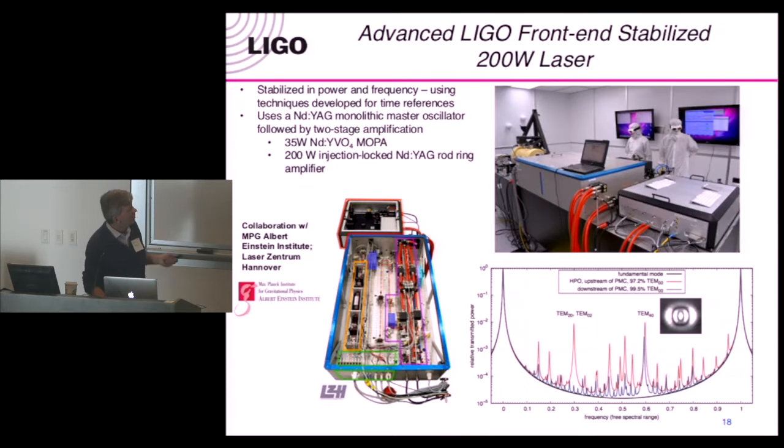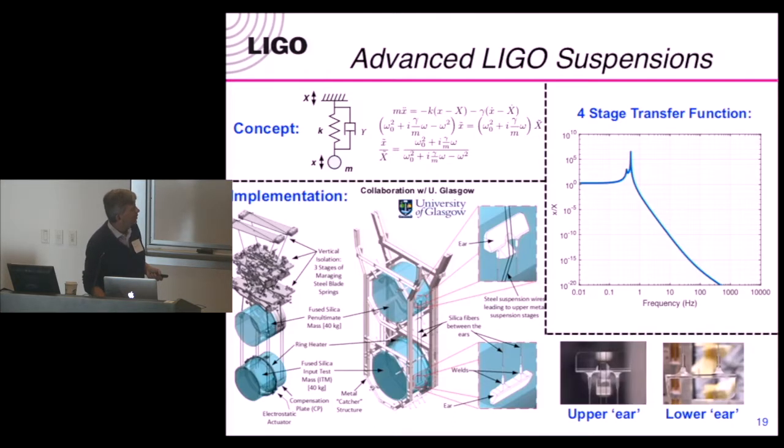So let's walk through it. Here's the front-end laser. It is a work of art. It produces 200 watts, although right now it's not quite producing 200 watts. Laser physicists love to show mode plots, so it's a beautiful Gaussian mode, and it's very hard to work with because it's very sensitive to contamination, so you have to work in a clean room.